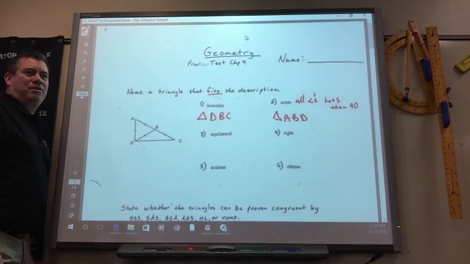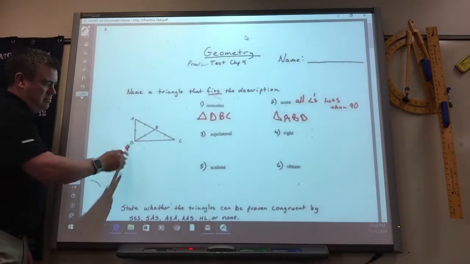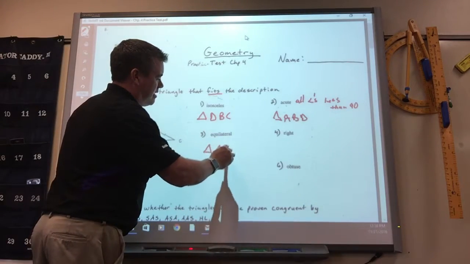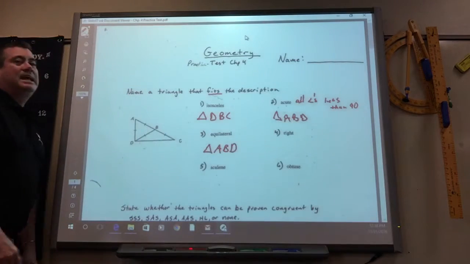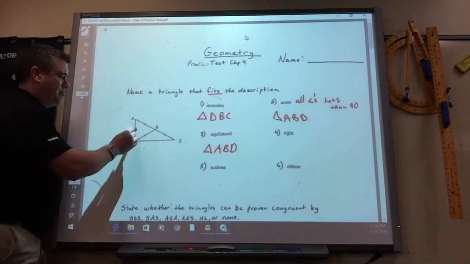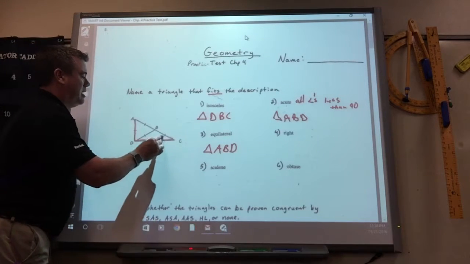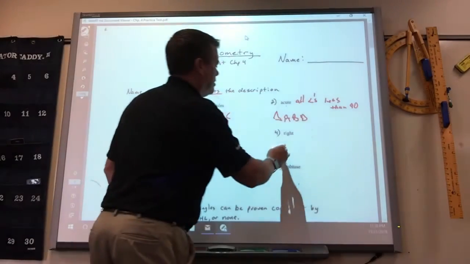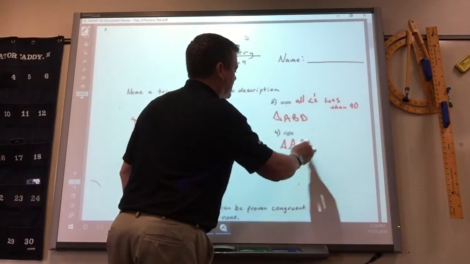Equilateral. Equal sides, lateral means sides. That's also ABD or DAB. Oh, they don't want the DAB. The right triangle. Is there one? Yes, ABC. Yep, it would be that one. Looks like it could be a right triangle. So triangle ADC.